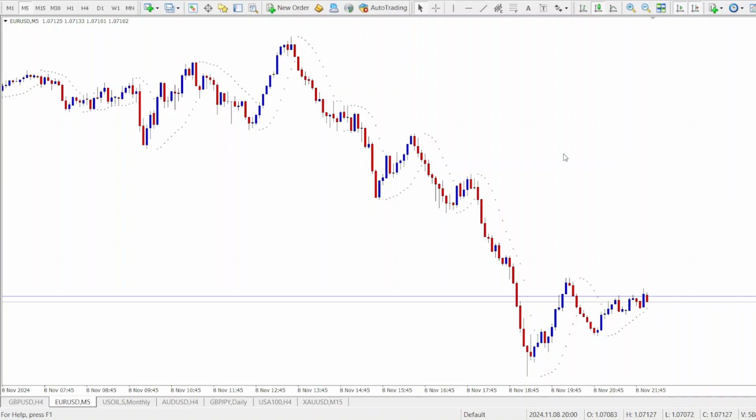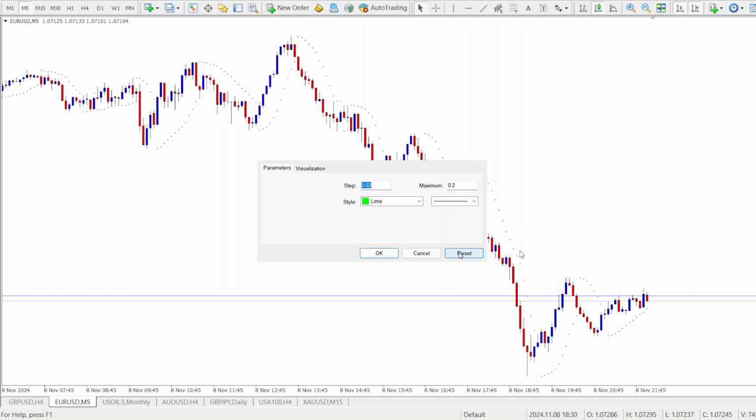All right, now to use the parabolic SAR effectively, the key lies in setting the right parameters. Now the default settings, let's just open the settings, let's just reset it. I'm just going to change the style, the color, so that we can easily identify it. Now the default settings, as we can see, is 0.02 for the step and 0.2 for the maximum.